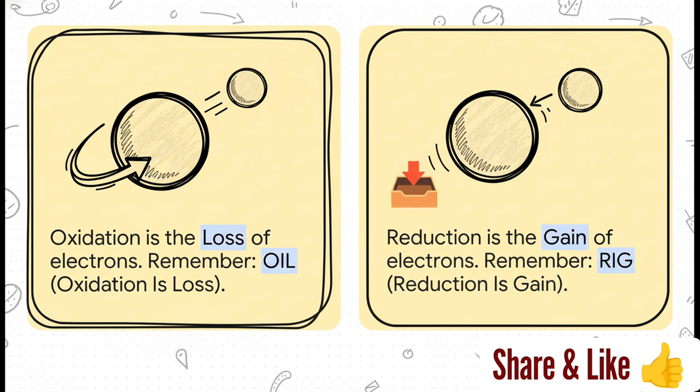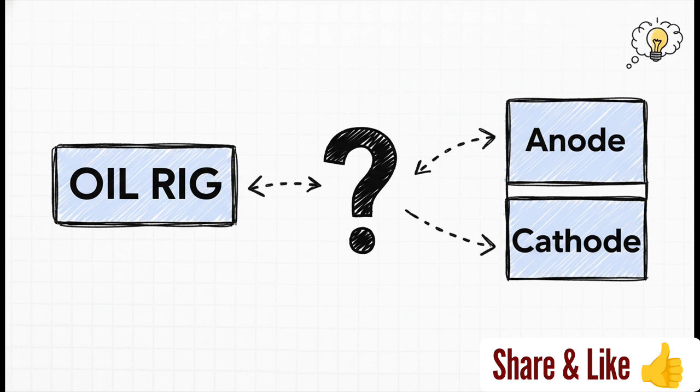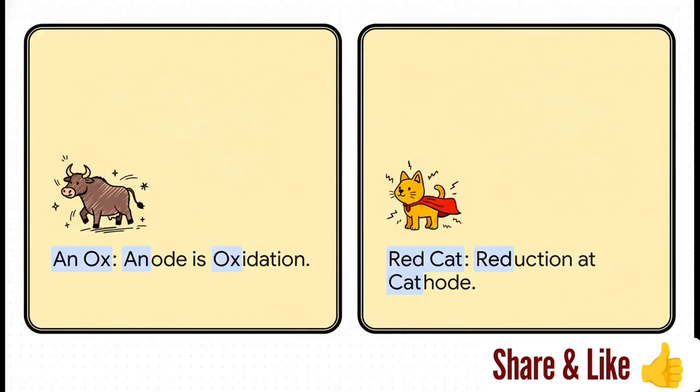Now, a great way to remember this is the acronym OIL-RIG. Oxidation is loss, reduction is gain. But how do we connect OIL-RIG to our anode and cathode? Well, for that, there is an even better, more direct phrase that your examiner will absolutely love. This right here is the key.